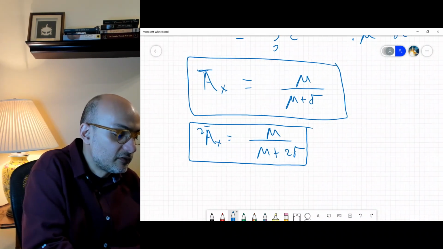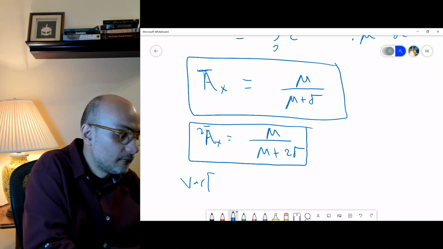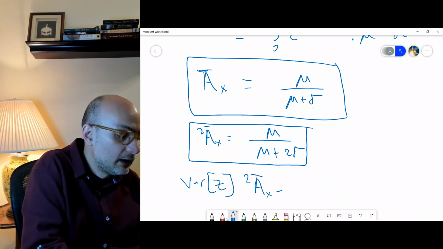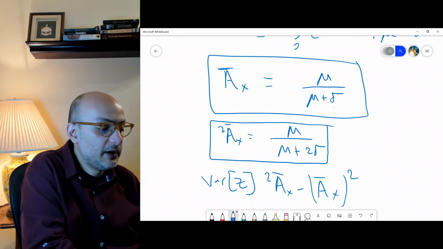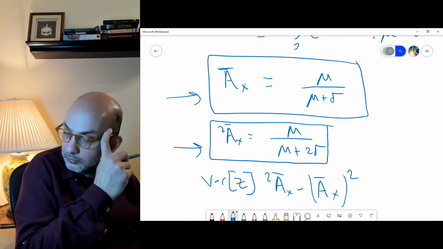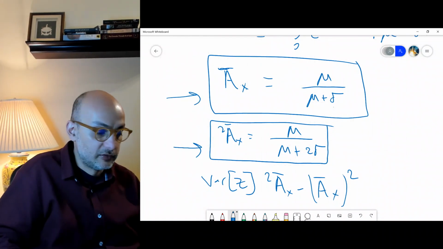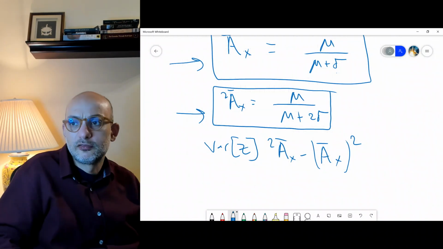And variance is variance, right? Is A2 bar x minus A bar x squared, always the same, right? And those are very important to memorize. We expect to see many questions related to this. It's really not difficult here.